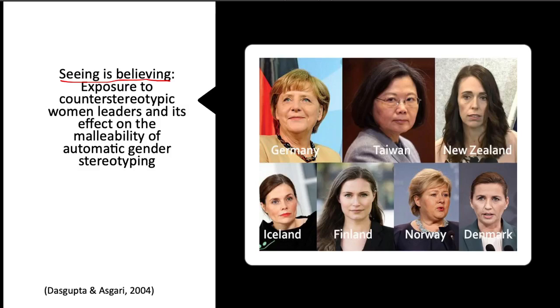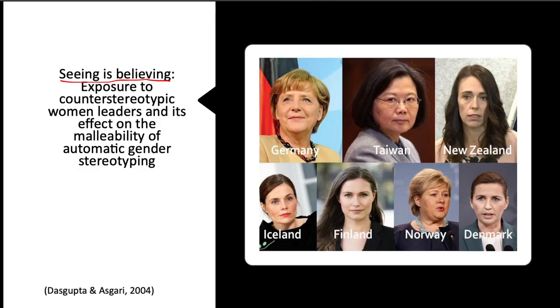So here it depends on the context. If you're in a context where nobody is a female leader, then you will automatically have the perception that women are not made to be leaders. Yet if you're in a country like Germany or Taiwan or New Zealand, you have a very different experience. Your country is led by a woman, and hence you have very different automatic evaluations. So the context really matters.